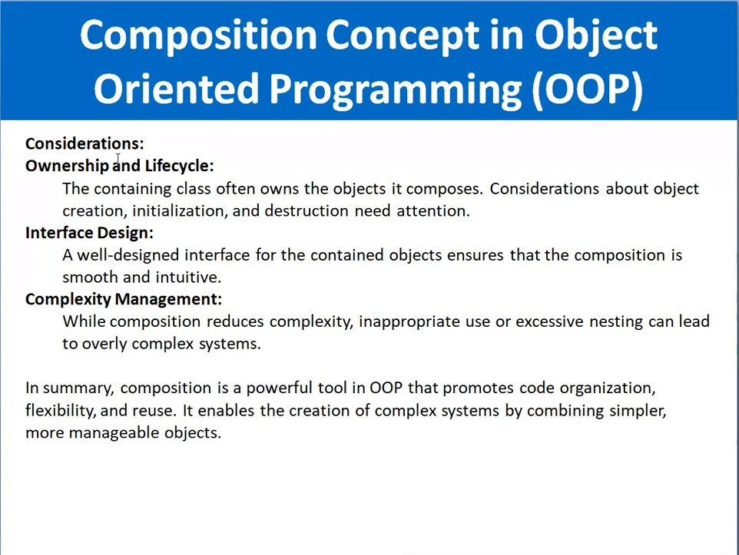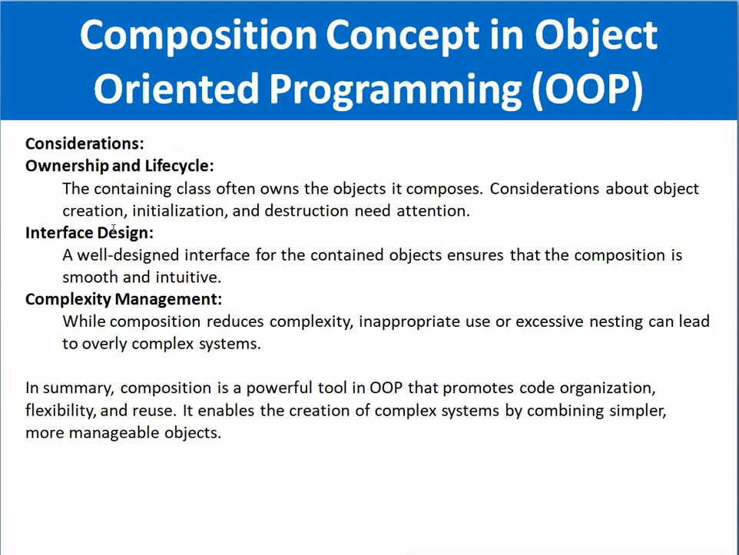Consideration: the containing class, which has a relationship, often owns the objects it composes. Considerations about object creation, initialization and destruction need attention. Interface design: a well-designed interface for the contained objects ensures that the composition is smooth and intuitive. Complexity management: while composition reduces complexity, inappropriate use of excessive nesting can lead to an overly complex system.